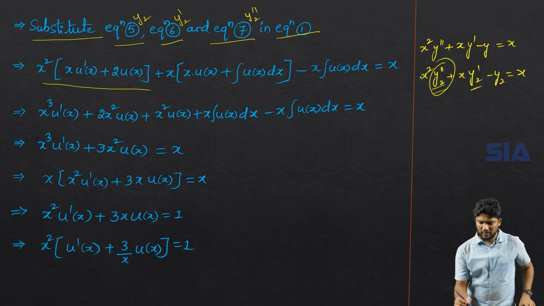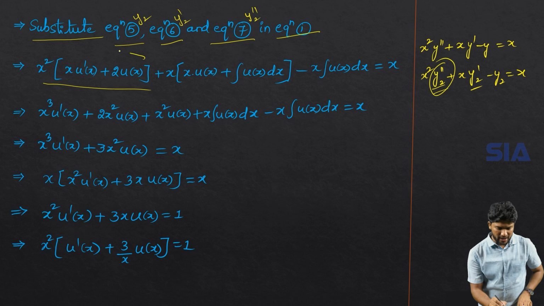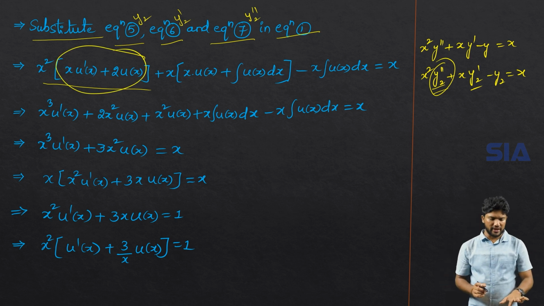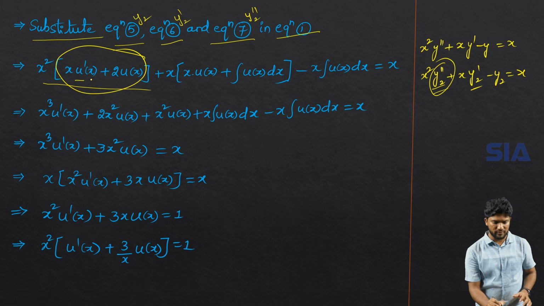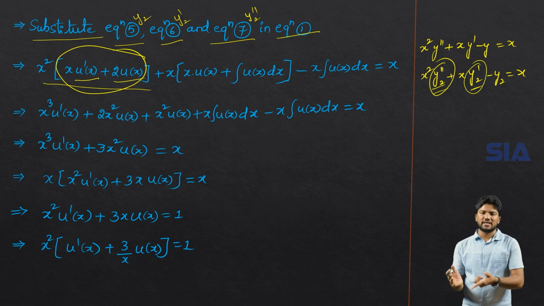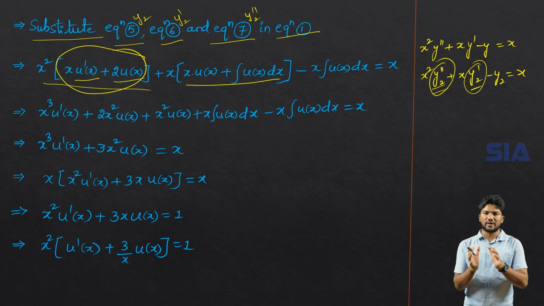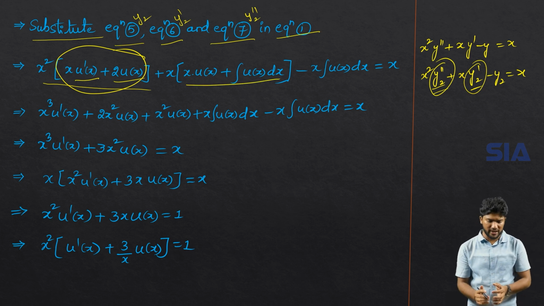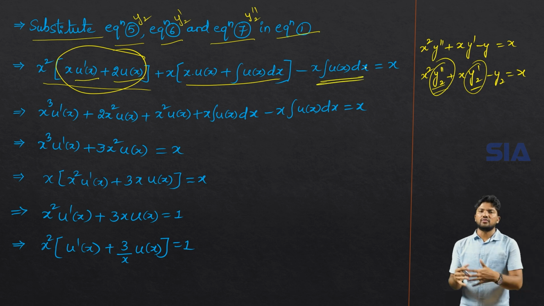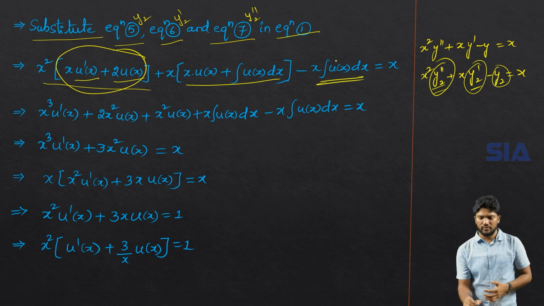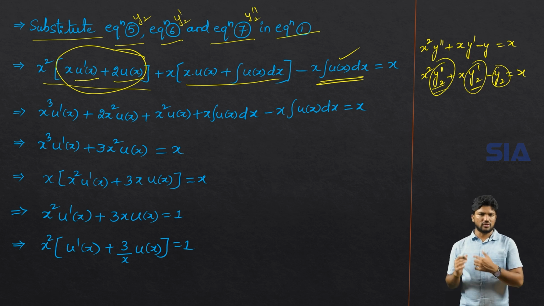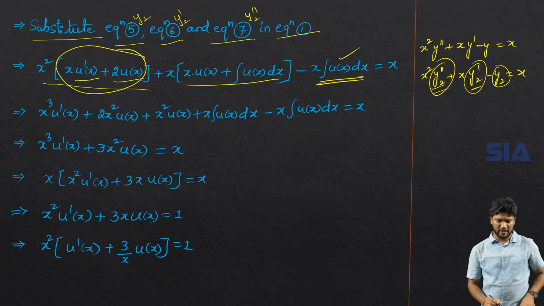Now wherever you have y2 double dash, we write the value from equation number 7. So x square into y2 double dash value, x into u dash of x plus 2 into u of x. And x into y2 dash, from equation number 6, x into u of x plus integration u of x dx, minus y2 of x, that is equation number 5, so y2 of x means x into integration u of x dx, is equal to small x. We are just substituting in equation number 1.